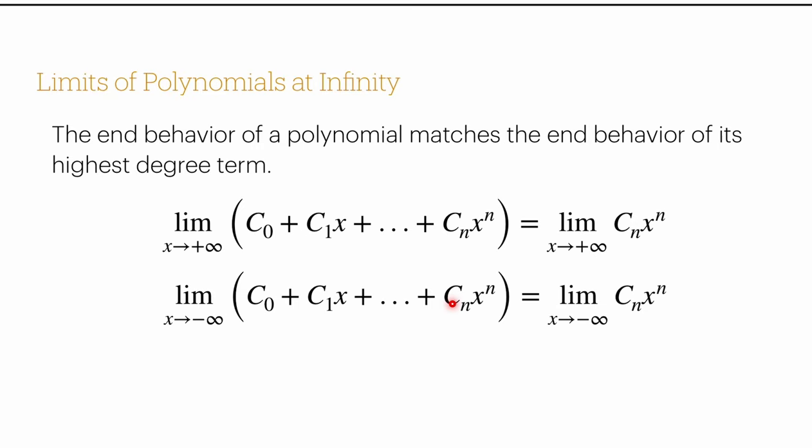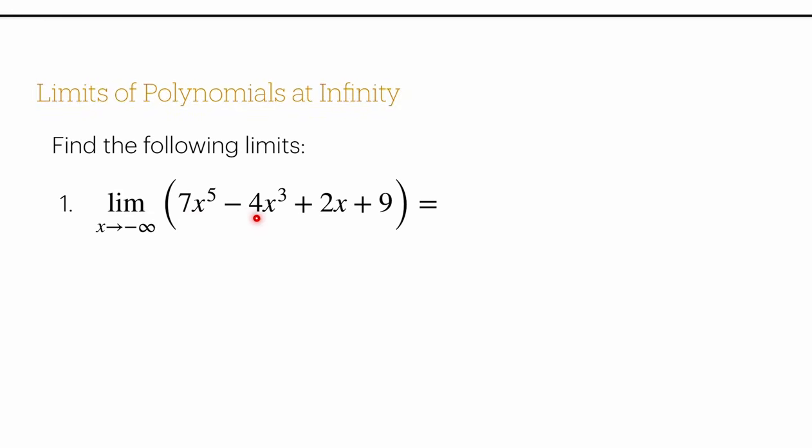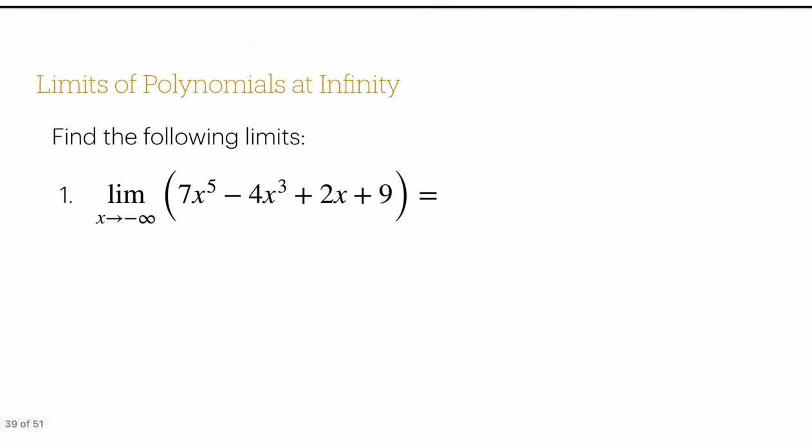You just look for the highest degree term. So this is just equal to the limit of c sub n x to the power of n as x approaches negative infinity. And we evaluate this limit by using what we have learned in the previous discussion. So for example, we are to find the limit of 7x to the power of 5 minus 4x cubed plus 2x plus 9 as x approaches negative infinity. Because this is the highest degree term here, this limit is just equal to the limit of 7x to the power of 5 as x approaches negative infinity.